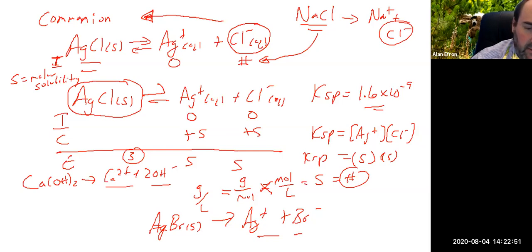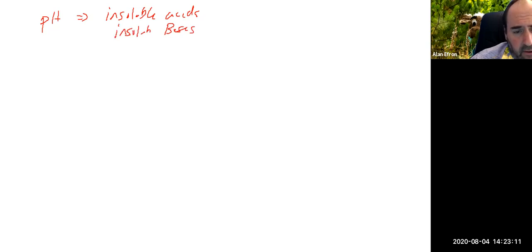Another important thing that we talked about in conjunction with KSP and that can affect the solubility is pH. And remember that pH, in terms of insoluble acids and bases, they become soluble in basic solutions, while insoluble bases are soluble in acidic solutions.